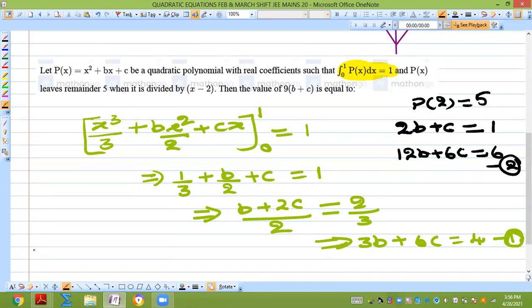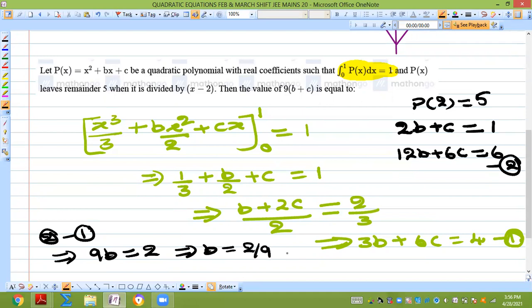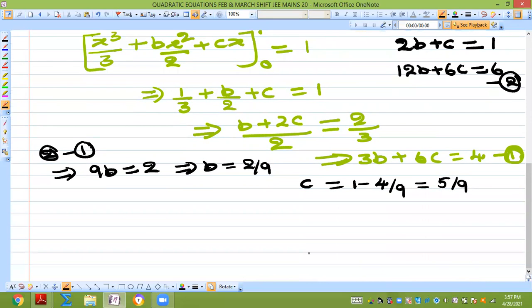So we can do equation 2 minus 1. If you do equation 2 minus 1, that will be 12b minus 3b, which is 9b, equal to 6 minus 4, which is equal to 2. So b is 2 by 9. If b is 2 by 9, c is equal to 1 minus 4 by 9, so that is equal to 5 by 9. So b plus c is 7 by 9. They are asking 9 into (b plus c). So the required value will be 7.